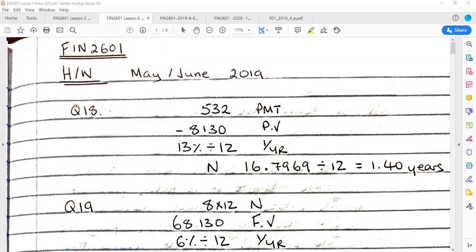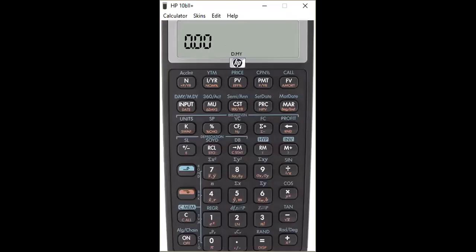Okay, I'll just put the financial calculator up on the screen just to illustrate to you how we would do that. There we go. So we clear the calculator. You always start by clearing your calculator, red shift button C, and then it's 532 as our PMT, 8130 negative as our PV, 13 divided by 12 as our interest, and then we press N. So this 16.8 is actually months. So we need to divide it by 12 to change it to years. So the answer will be 1.4 years.